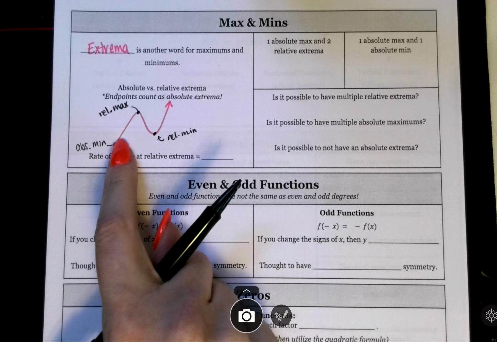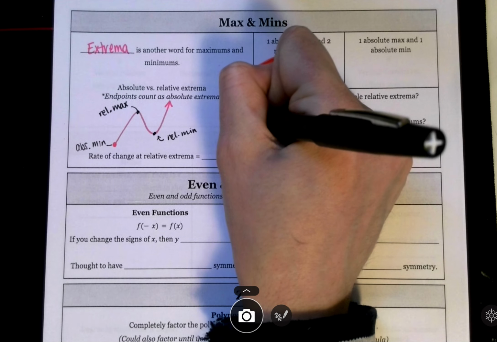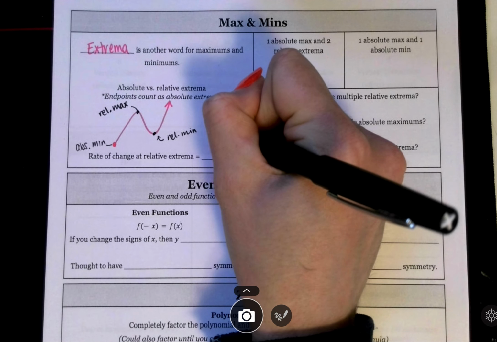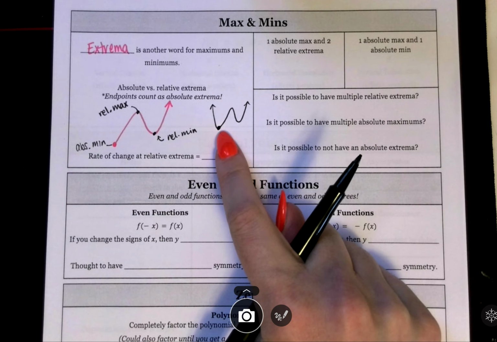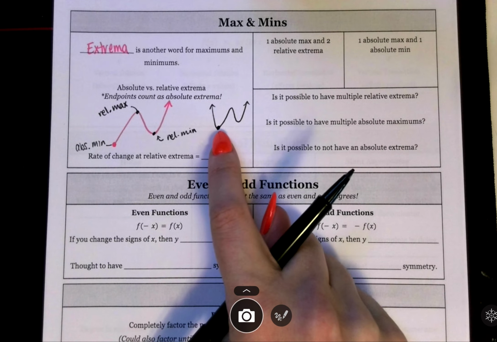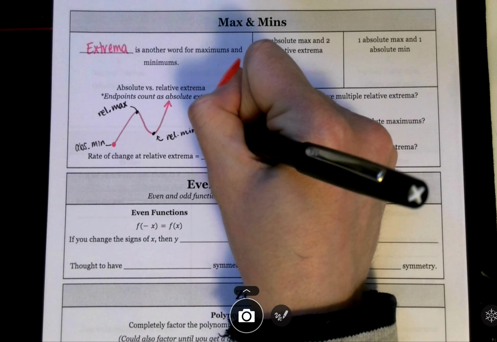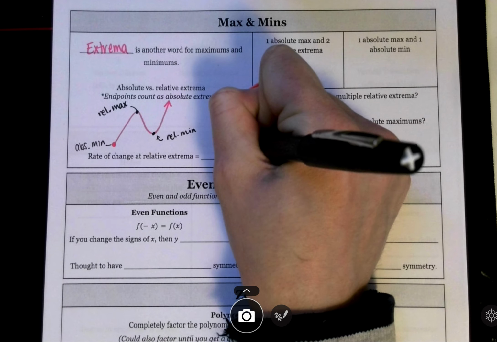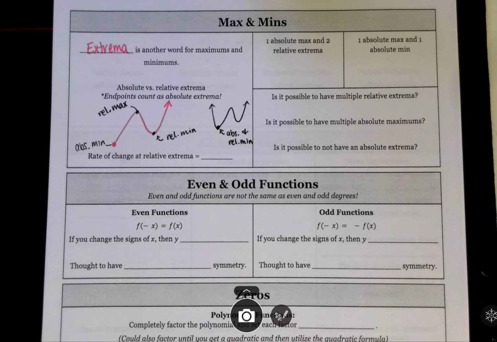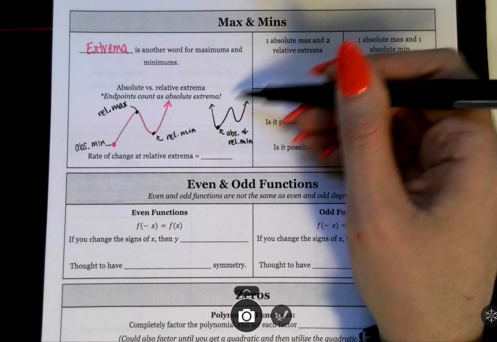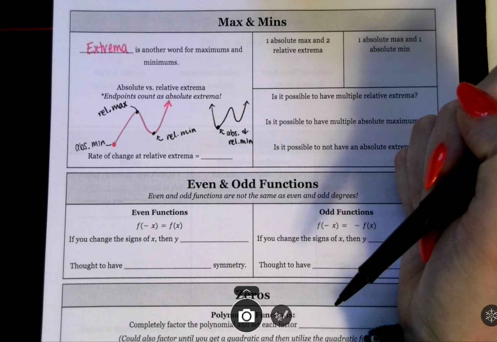So let's say I took this graph and changed it so that it went back up. Now this point would be considered an absolute min because no point in my graph goes underneath it, and also a relative minimum. So this one counts as both, an absolute and a relative minimum. And I still have a relative max, a relative min, and I don't have an absolute max because I have arrows that go on forever.